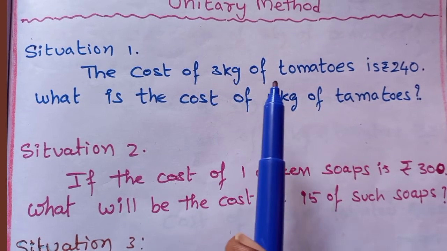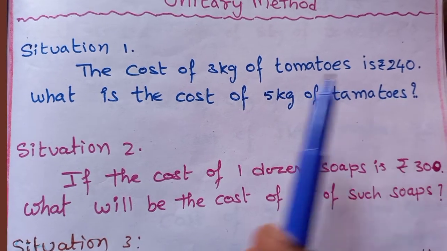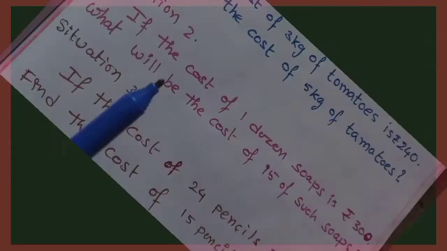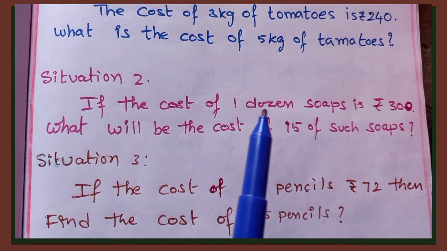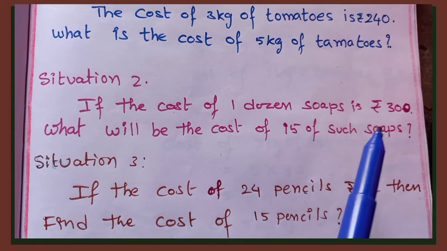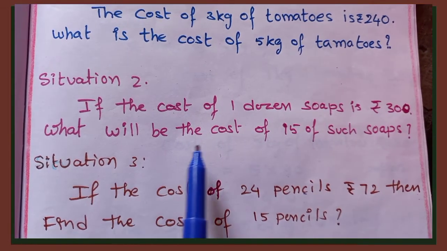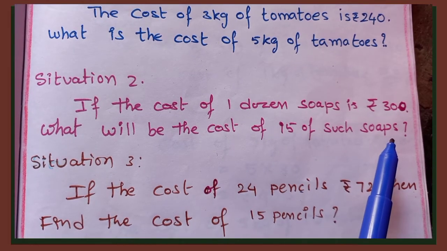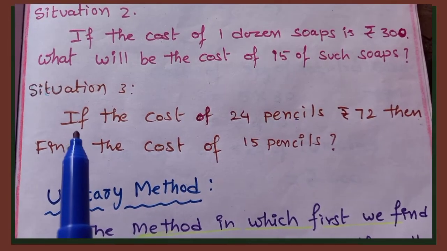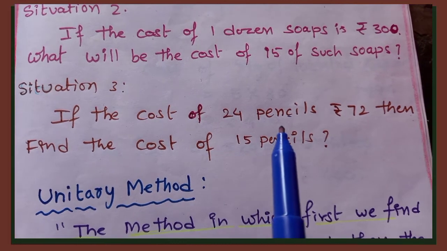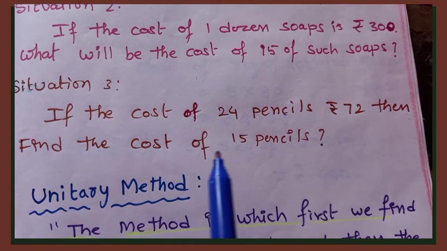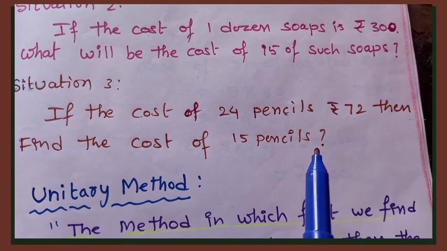Situation 1. The cost of 3 kg of tomatoes is 240 rupees. What is the cost of 5 kg of tomatoes? Situation 2. If the cost of 1 dozen soaps is 300, what will be the cost of 15 of such soaps? Situation 3. If the cost of 24 pencils is 72 rupees, then find the cost of 15 pencils.